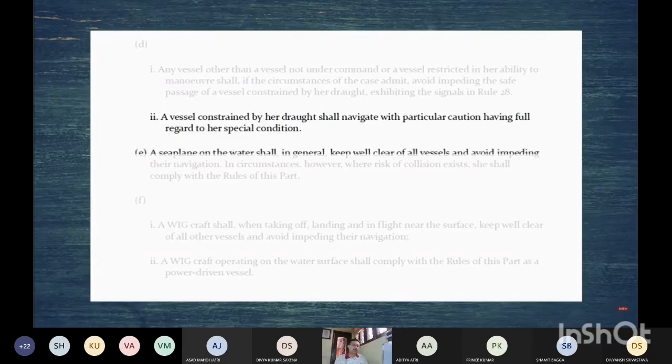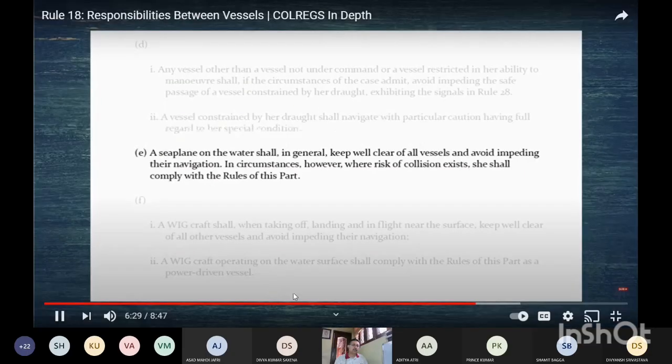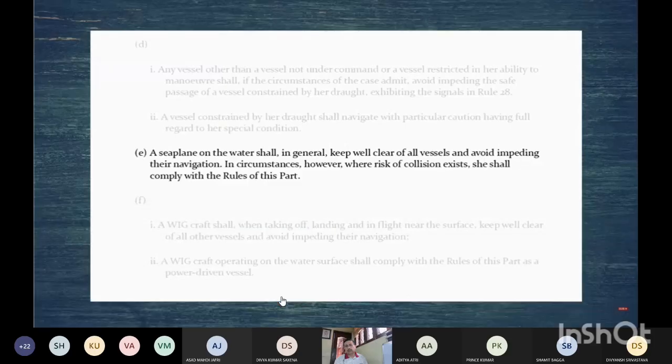And the final bits of the rule, seaplane on the water shall in general keep well clear of all other vessels. However, where risk of collision exists, she needs to comply with the rules of this part. Of course, she's a vessel propelled by machinery, so she would be a power-driven vessel.